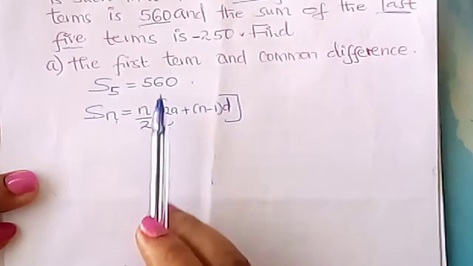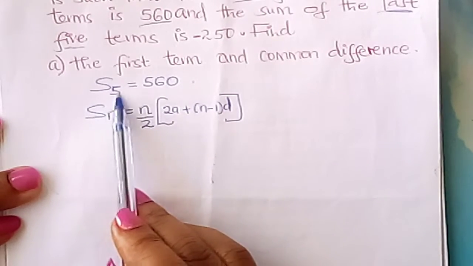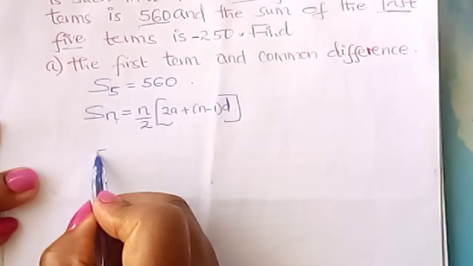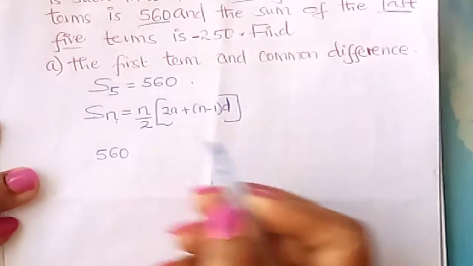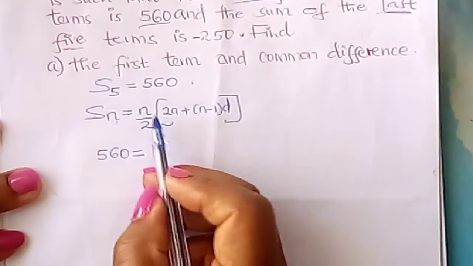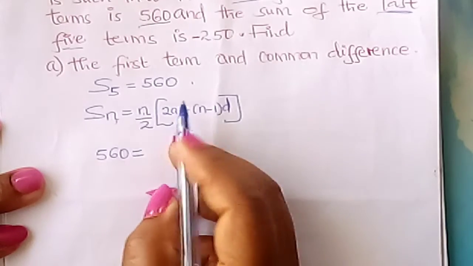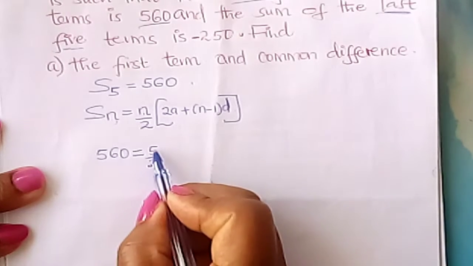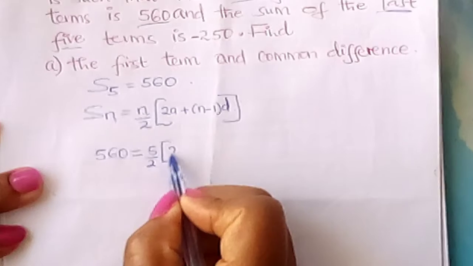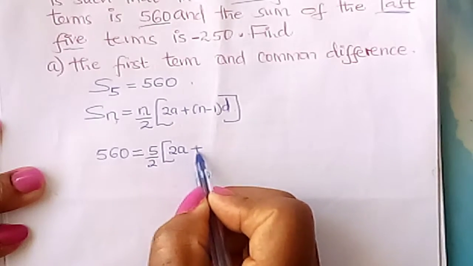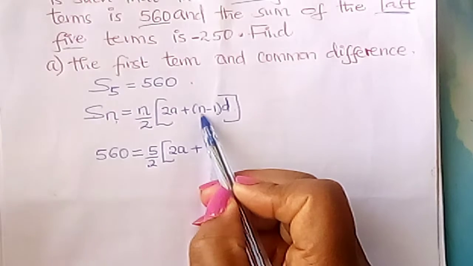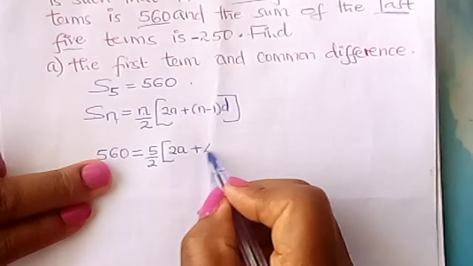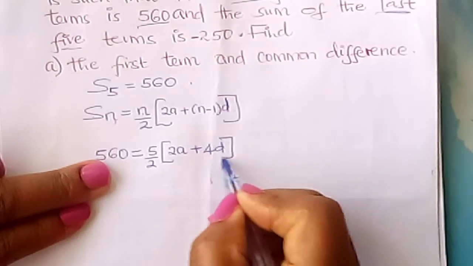So we come to our question here, learner. The sum of the first 5 is 560, so Sn is 560, which equals n over 2. Our n is 5, so you talk of 5 over 2, in brackets 2a plus (5 minus 1)d, which gives you 4d.